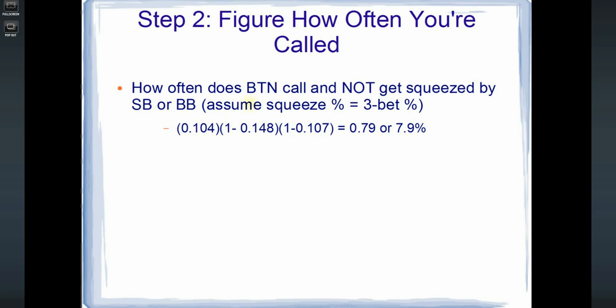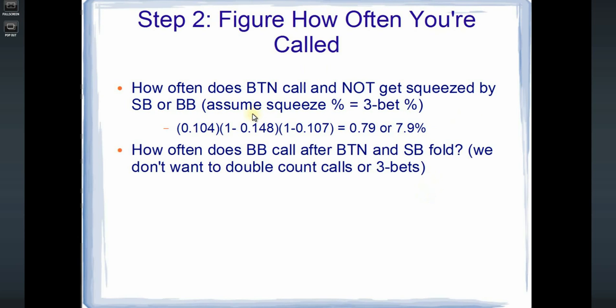All right. So the button is going to call 10.4% of the time, so that's the 0.104. And then the small blind is not going to 3-bet, 1 minus 0.148, because 0.148 is 14.8%, which is the small blind 3-bet. Then we multiply that again, lastly, by 1 minus 0.107, because 10.7% is the big blind 3-bet. So this is how often the button calls. This is how often the small blind does not 3-bet. This is how often the big blind does not 3-bet. We multiply them together and we see that the cutoff will open and get called by the button without the blinds squeezing 7.9%.